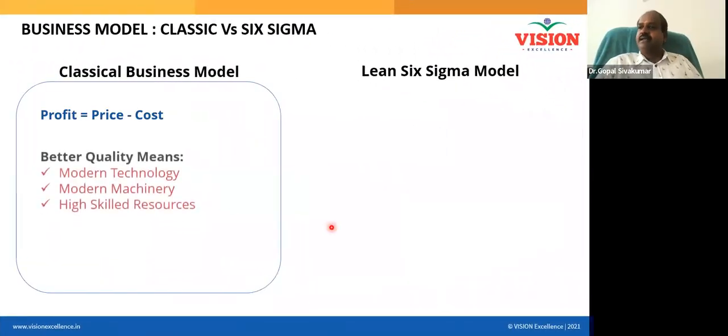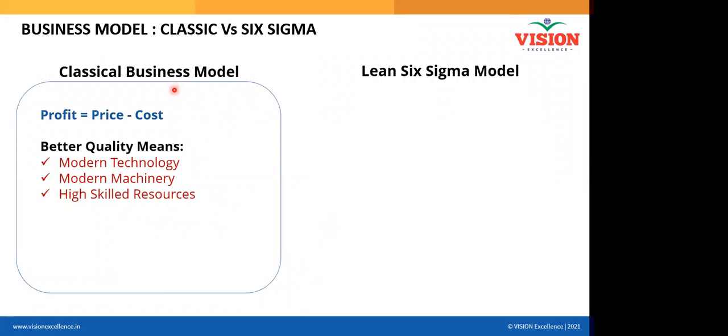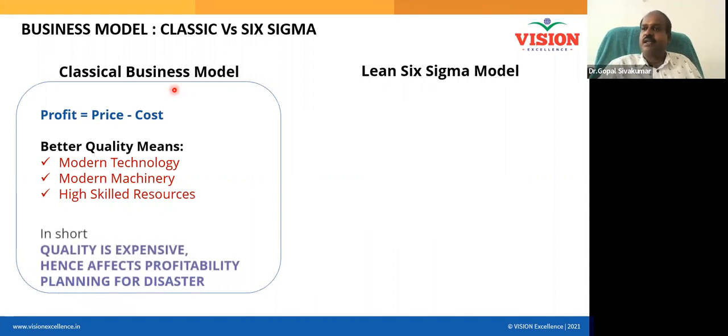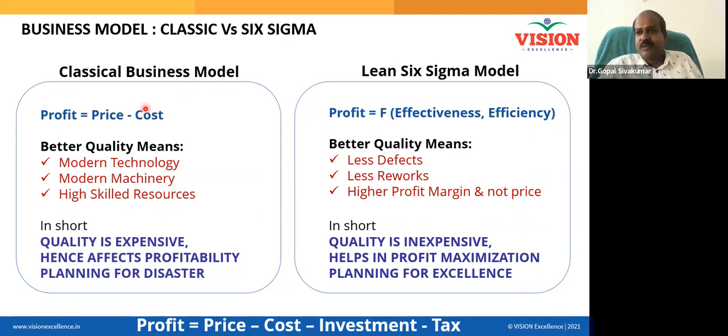Companies can decide to believe in Lean Six Sigma, or they can continue to believe in the traditional model. In a traditional model, they simply think that quality is expensive. But in a Lean Six Sigma model, they realize quality is inexpensive. Look at the statement: quality is expensive. If your company says a high quality product should be priced heavily, you understand your company is still believing in the traditional model.